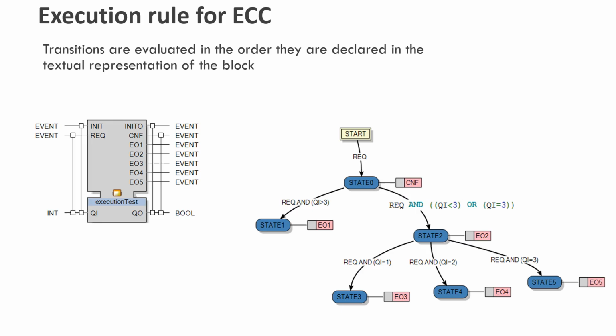Okay, so now let's try to understand how long does an event live, and in which order transitions are evaluated in the basic function block. So let's take a look at this example where we have only one input event rec in addition to the initialization event init, and we have also here the qualifier QI.